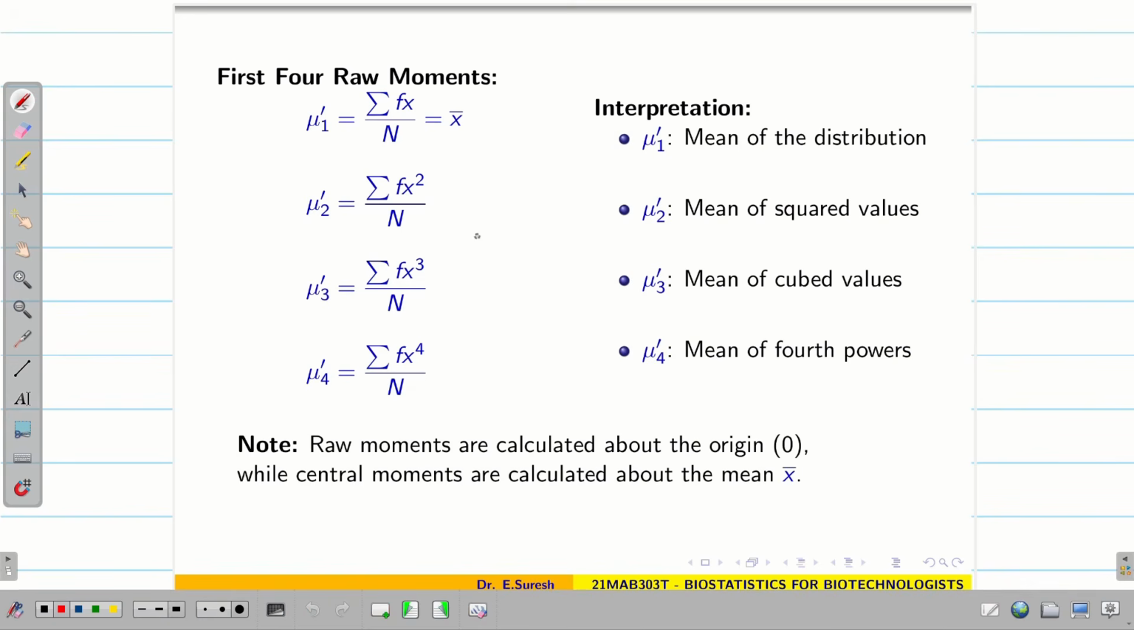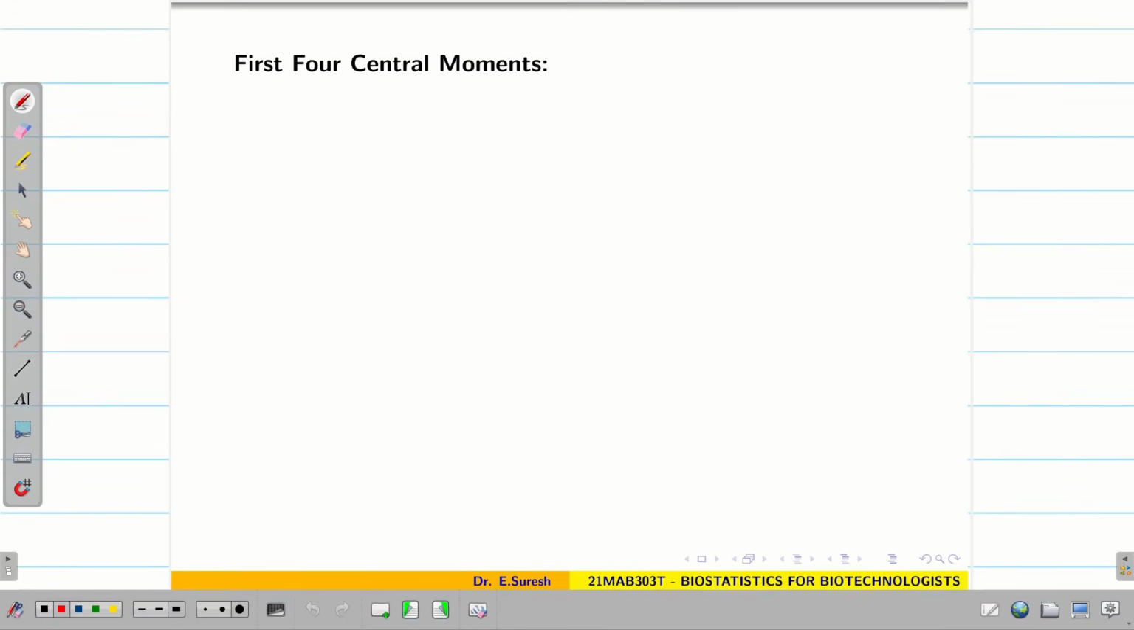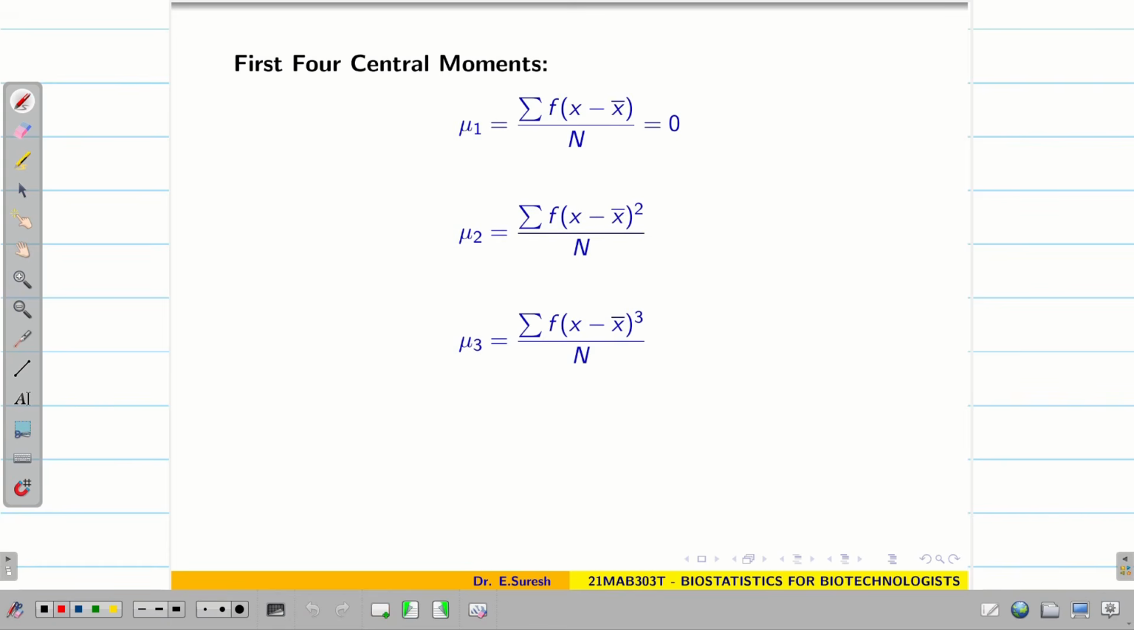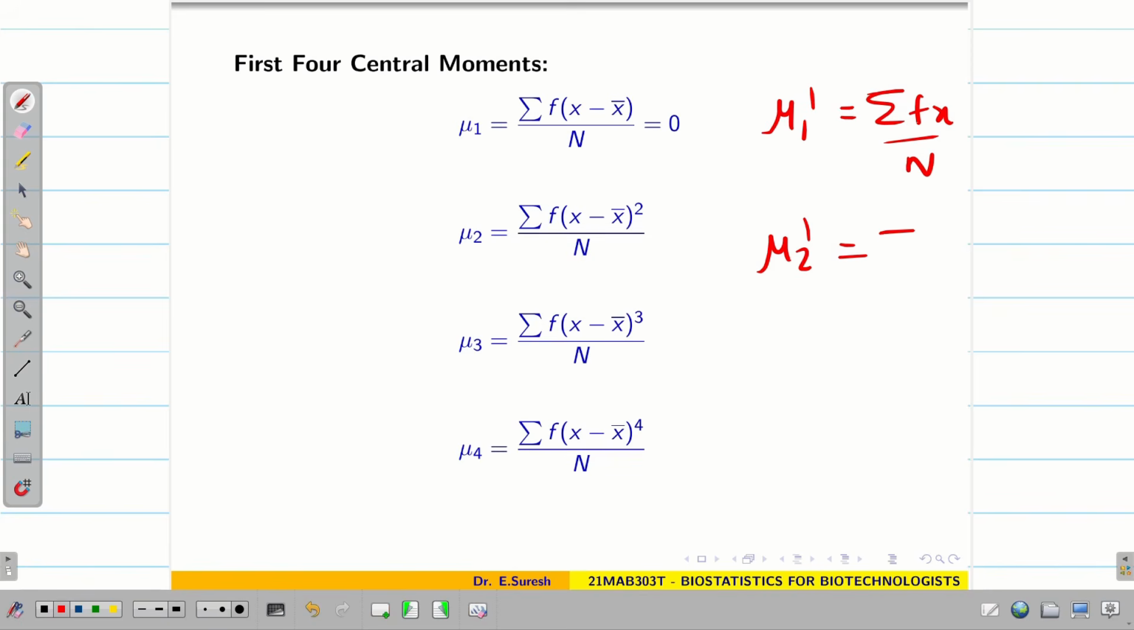The raw moments are calculated about the origin. That's why we write x minus 0 whole power r. But the central moments are calculated about the mean. So we are going to replace the 0 by x bar in these formulas. Then we get the central moment. Now we can see the formula for central moment. Mu1 is summation f x minus x bar whole power 1 divided by n. This is always 0. Mu2 is with whole square, mu3 whole cube, mu4 whole power 4. This is for central moment, while the raw moments are mu1 dash summation fx by n, mu2 dash is summation fx square by capital N, etc.